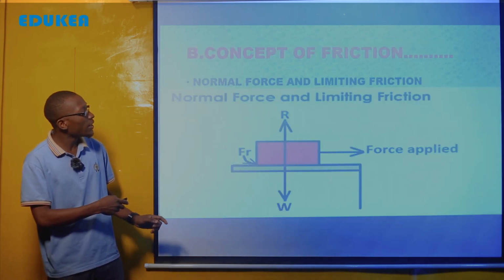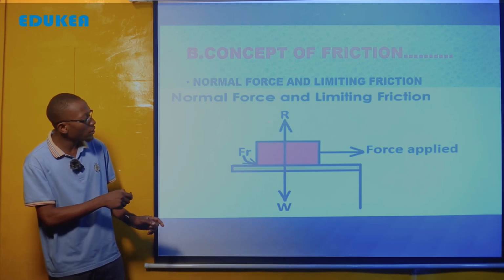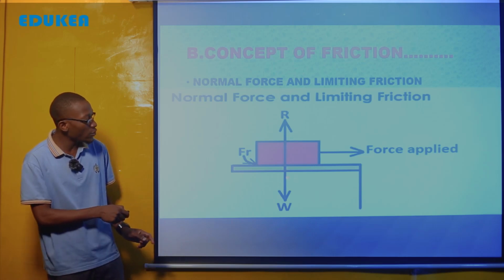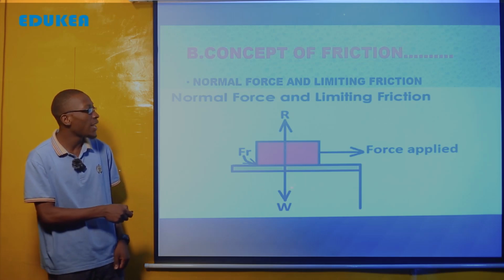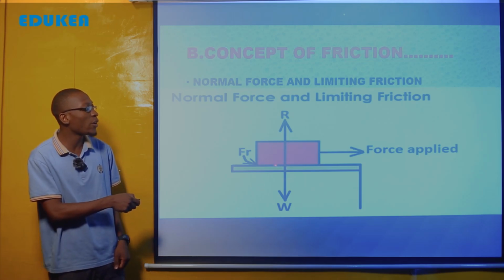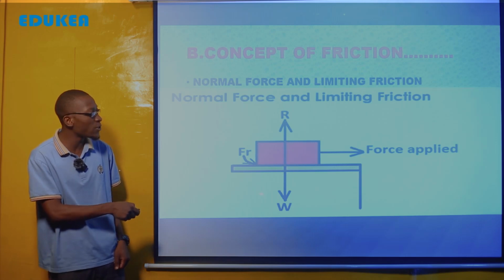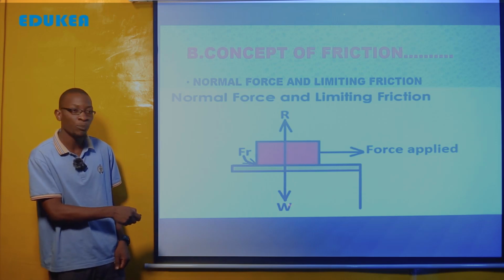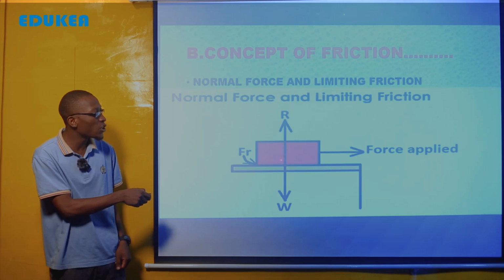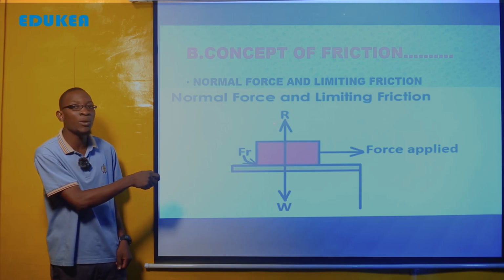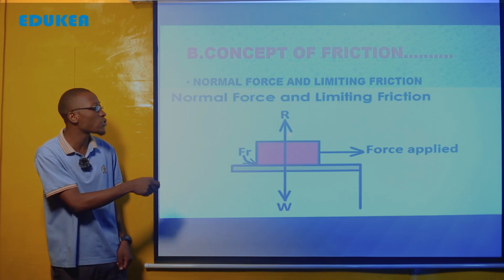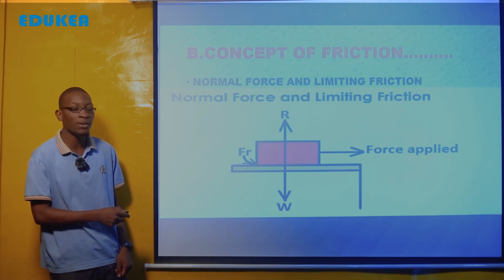So normal force, this one, normal force, and the weight of the body, hivi vitu viwili ni vitu sawasawa. Lakini tofauti yake ni kwamba normal force ina act katika opposite direction to the weight of the body. Kwamba ikitokea weight of the body ikiwa inaelekea chini, maana yake normal force inaelekea juu. Lakini weight yake tunapozungumzia ambayo ina measured in newtons, kati ya R ambayo ni normal force and the weight of the body zinakuwa ni sawasawa.